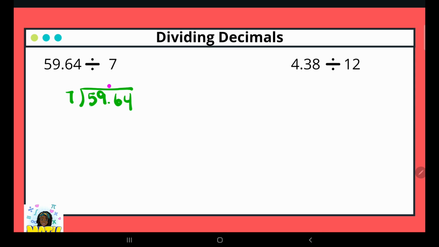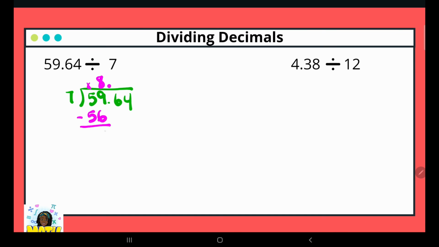So 7 does not go into 5, however, it does go into 59. This is where it really comes in handy to know your multiplication table. 7 times 7 is 49, right? So I can go up one more. 7 times 8 is 56. So here it does not go into 5, but it does go into 59 8 times. And 8 times 7 is 56.